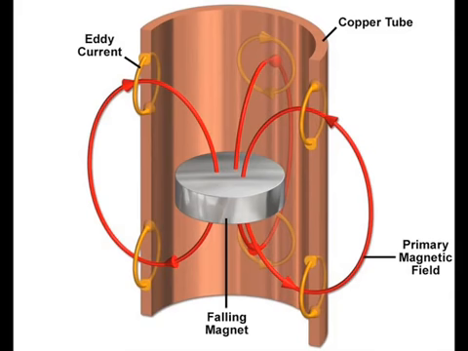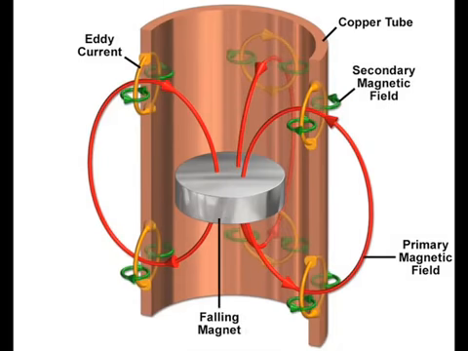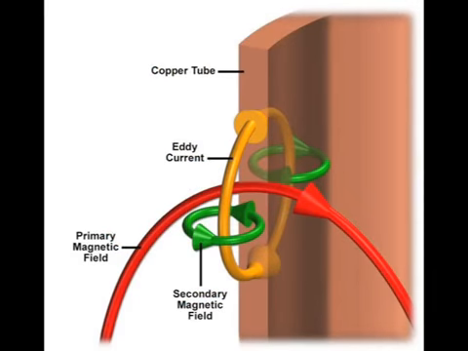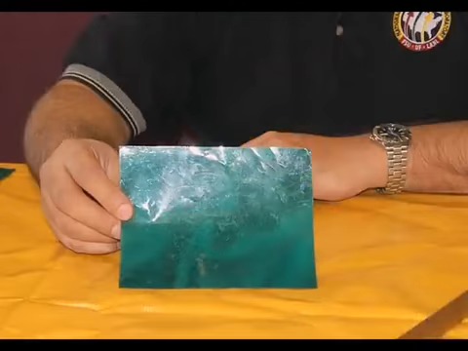Those induced currents are called eddy currents because they circulate like eddies in water. As they move, they are also creating a magnetic field around them. Lenz's law states that the magnetic field created will oppose the original magnetic field. These two fields oppose each other, and so the magnet, being repelled, will fall in slow motion.